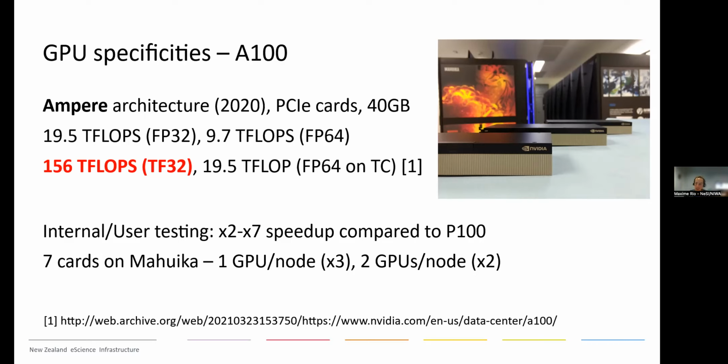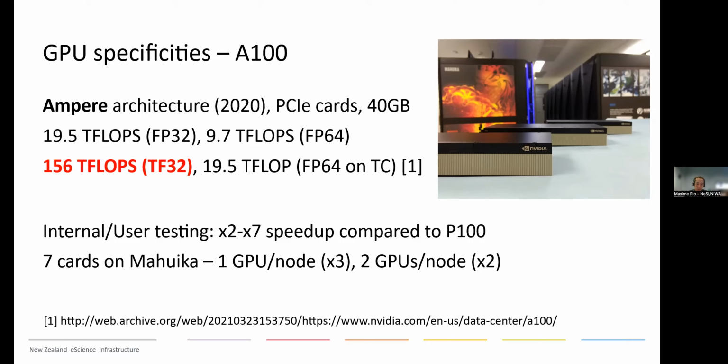And this is part of the new technologies in this Ampere architecture, and also in the previous ones, the Volta and the Turing architectures, and that makes a huge difference in terms of performance if your code can leverage this part of the hardware. After some internal and user testing, we witnessed a 2 to 6 times speedup on the same code when compared to the P100.